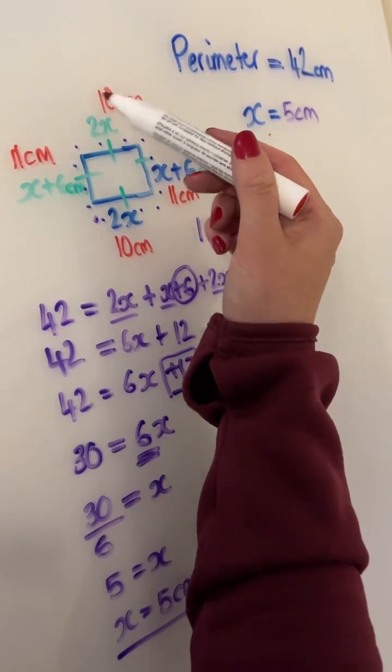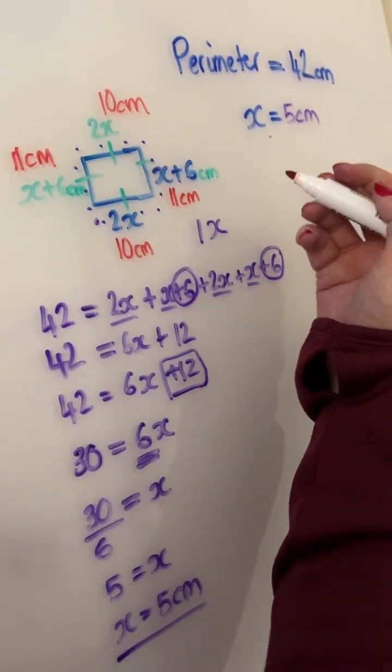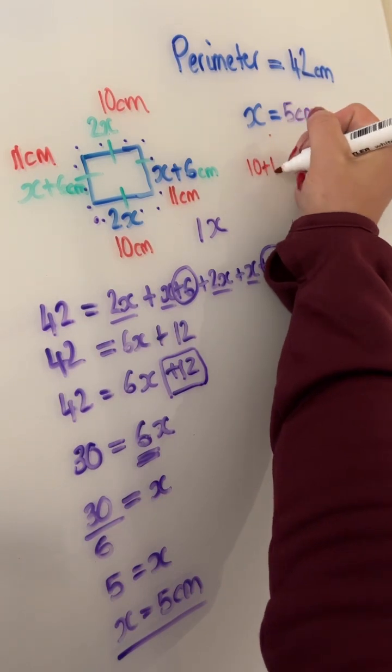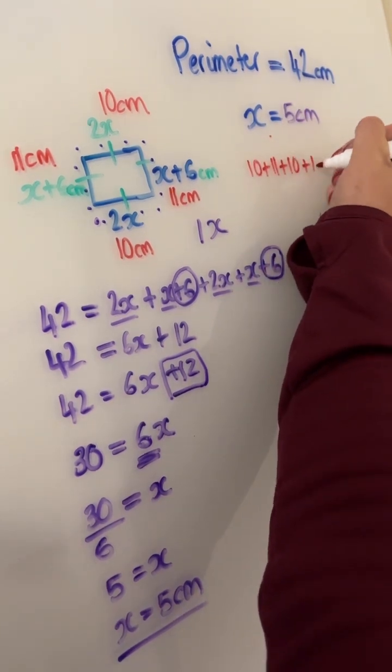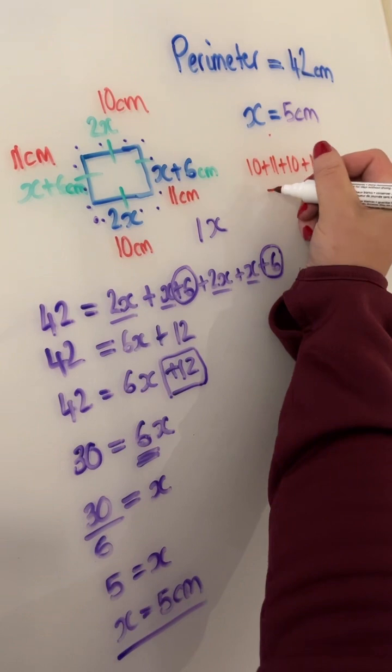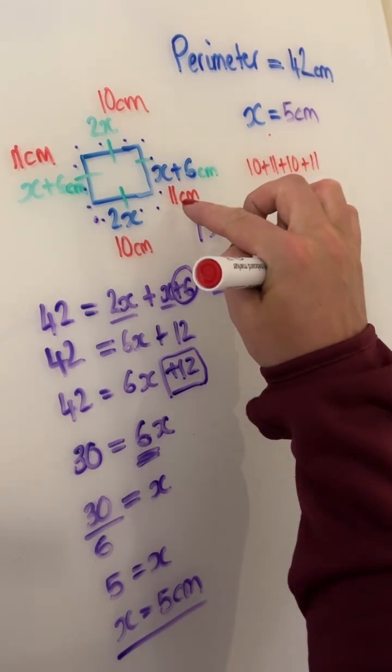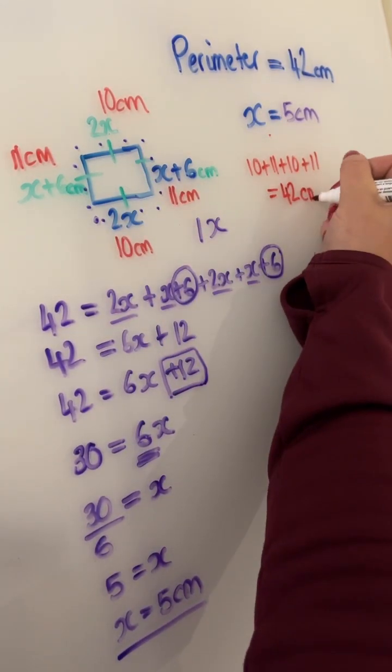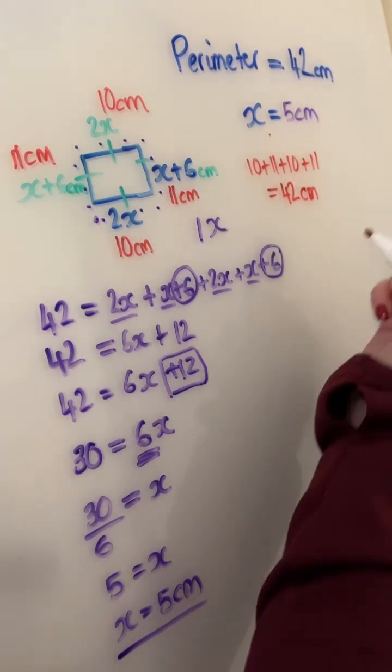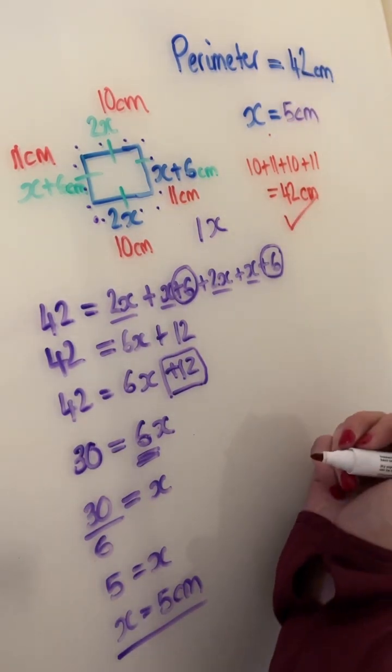And to work out the perimeter, you add all your sides together. So I'm going to add 10, add 11, add 10, add 11. Add that together and you do get 42. Remember our units were centimetres, 42 centimetres. What they told us the perimeter was. So you know you've done that question right.